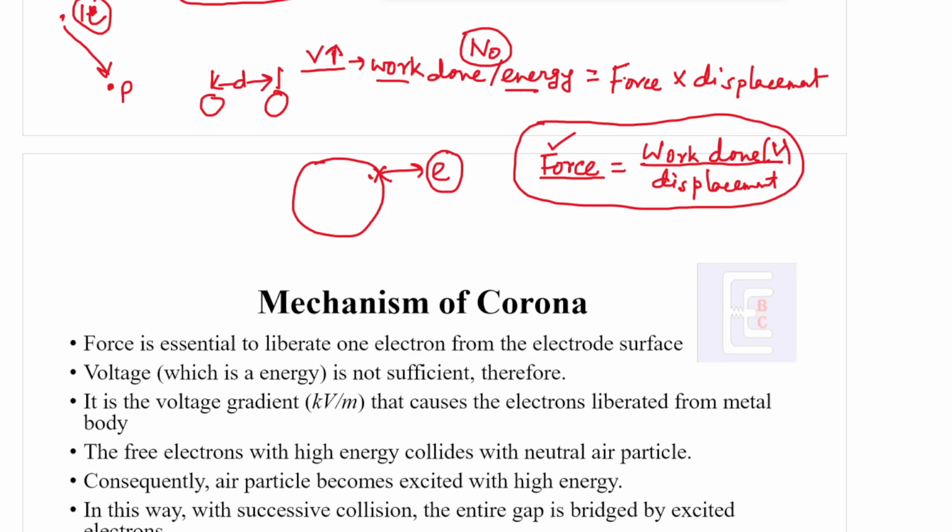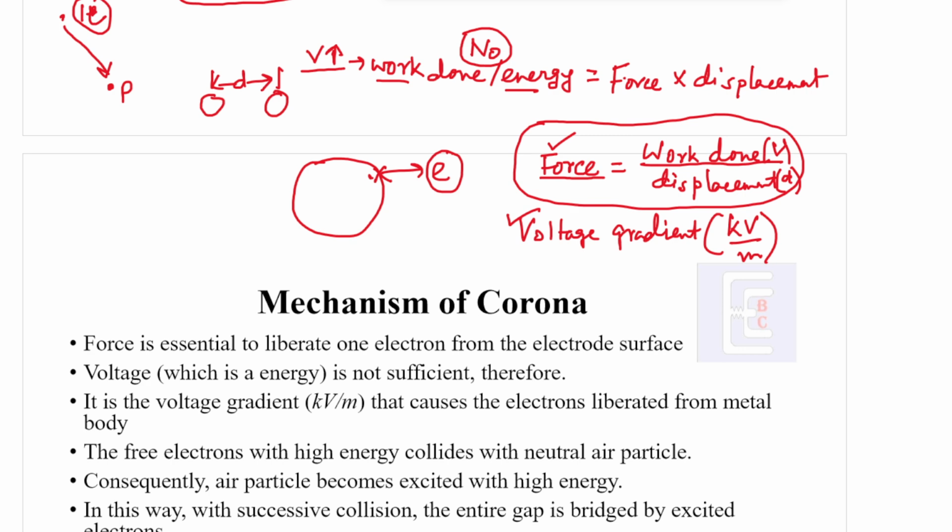So it is not voltage that is responsible to liberate the electron from the electrode surface, but the voltage gradient. It should be represented in the unit kilovolt per meter. The force which is required to liberate one electron from the electrode surface, who is creating it? It is not voltage, it is the voltage gradient, voltage per displacement.